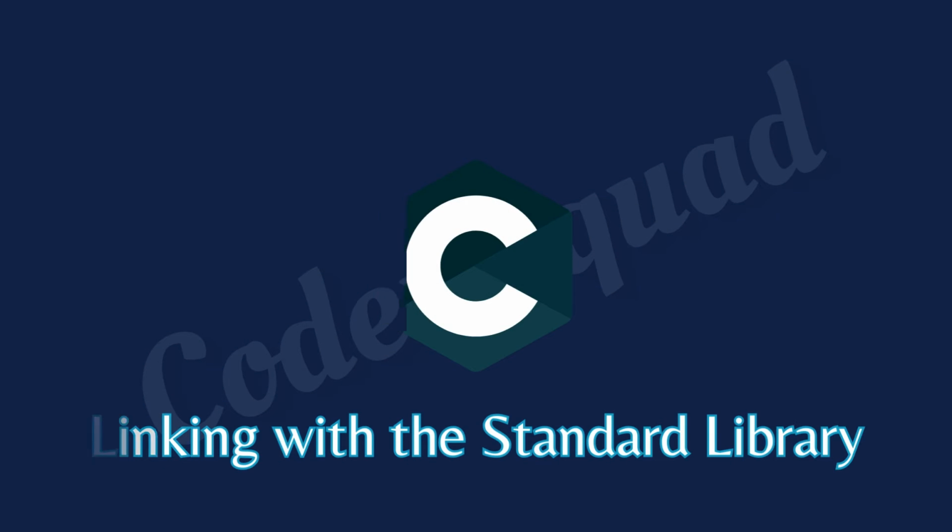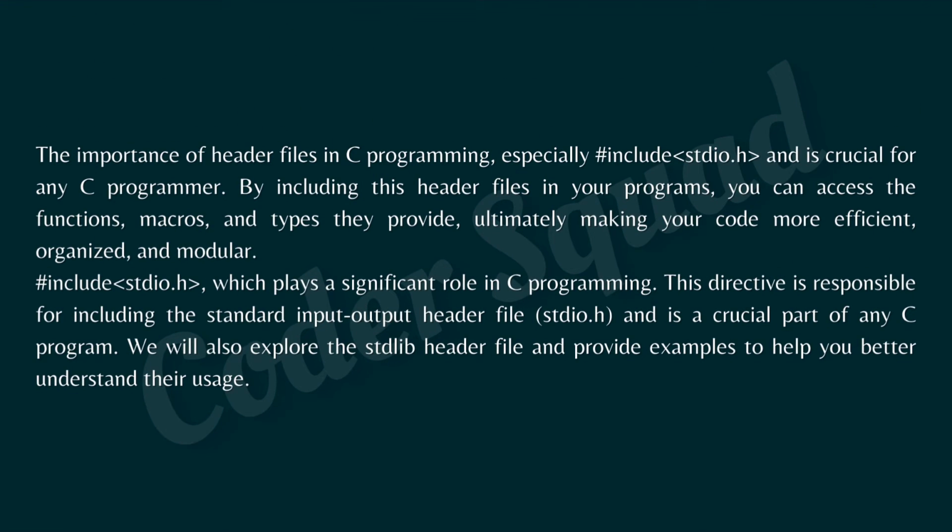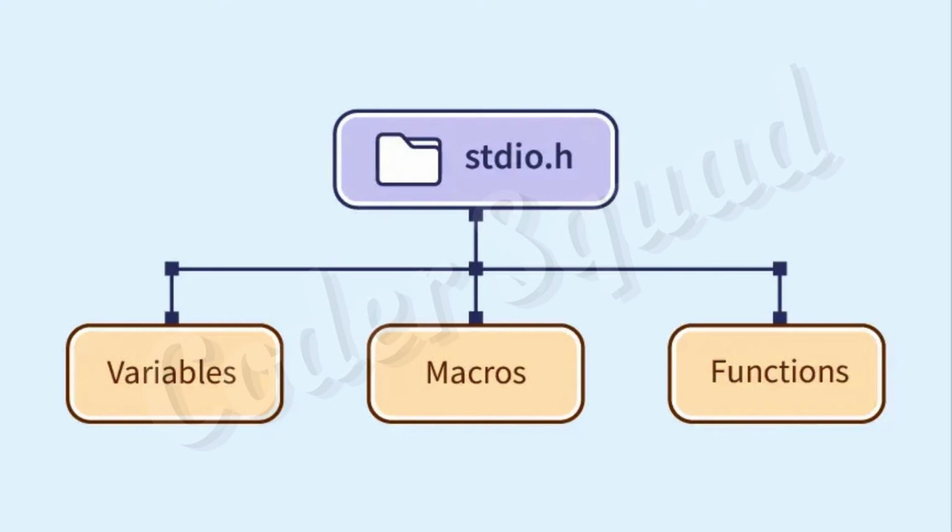When we use #include <stdio.h>, we're essentially telling the compiler to link our program with the standard input-output library. This linkage allows our code to utilize the functions provided by stdio.h.